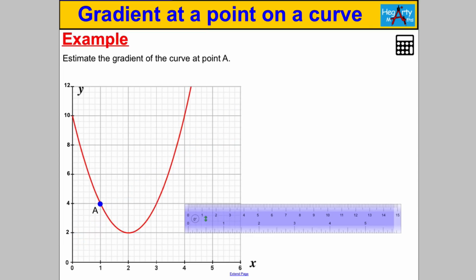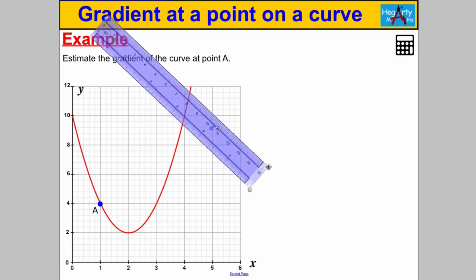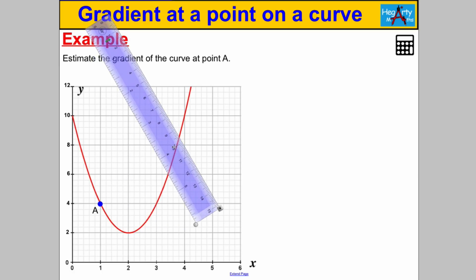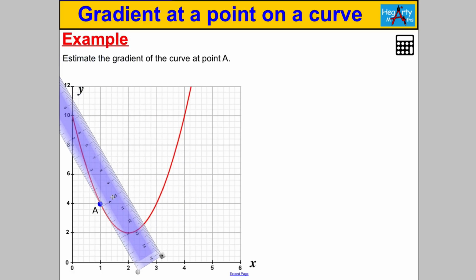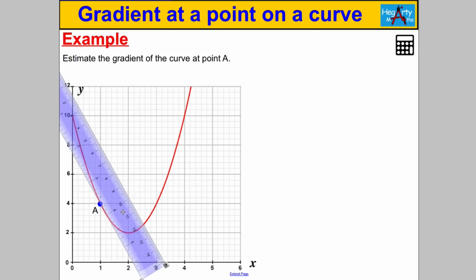Next question, pause and have a go. Same idea here, we're asked to estimate the gradient of the curve at point A. We get our ruler out, we twist it, and we twist it with the objective of drawing a line that just touches at A. Something like that is a bit extreme, maybe a bit like this might do. And we draw a line and it would look something like that.